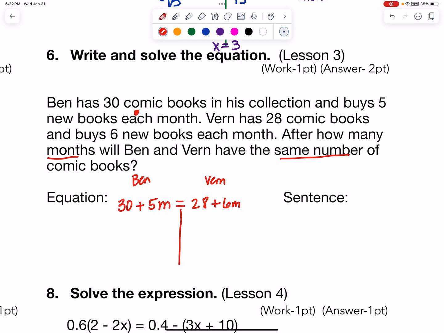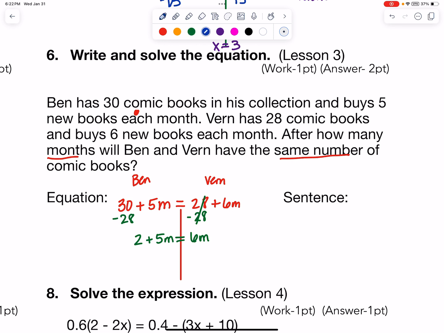So let's go ahead and separate our space here. You can start moving anything you want around. So you could move the 30 over there. You could move the 5m, whatever you want. I'm going to go ahead and just subtract 28 to both sides. That gets crossed off. And let's see what we have then. 30 minus 28 puts us at 2 plus 5m equals 6m.